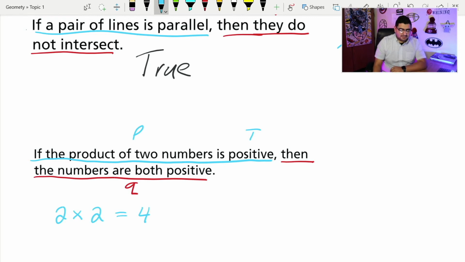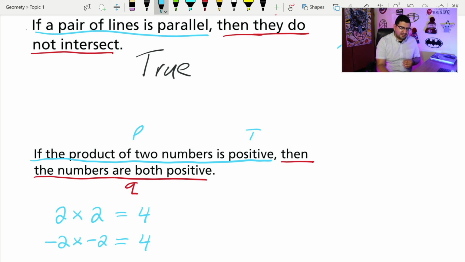But in math, we also know that two negatives multiplied by each other will also lead to a positive. So I could easily change this 2 into a negative 2 multiplied by a negative 2, and that'll equal 4. So based on my hypothesis, these are the ways that I can get two numbers and have a product that's positive. Now let's see if our conclusion actually goes with what our hypothesis was saying.